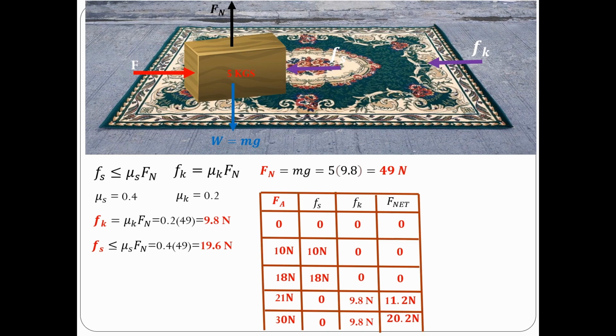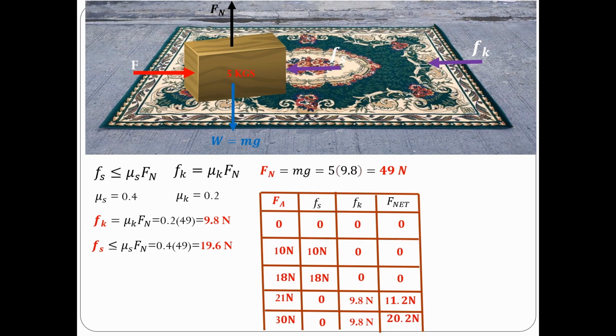Now, what is the static friction force? As computed, the static friction force is 19.6 newtons, which is greater than the applied force of 10 newtons. If we put 19.6 newtons in the table, that will not be correct. Because imagine if a person applies a force of 10 newtons and static friction applies a force of 19.6 newtons, it means that there is a net force of 9.6 newtons towards the left.